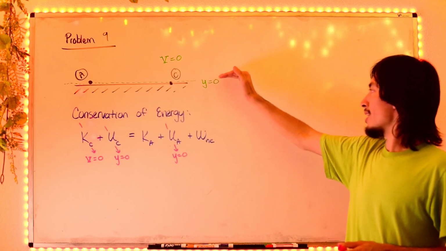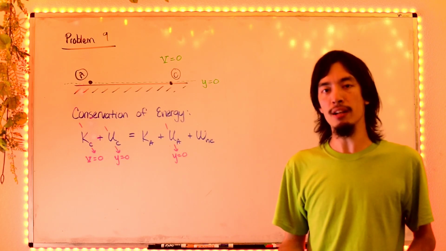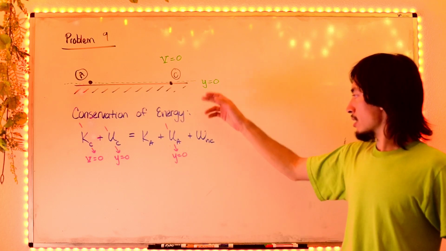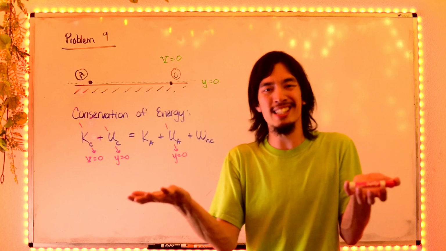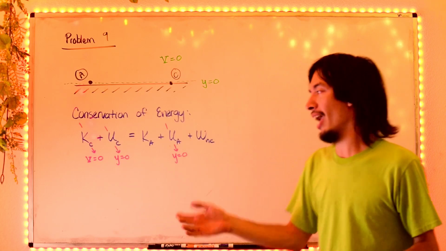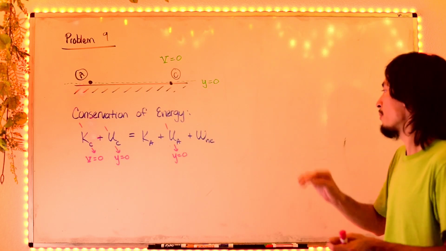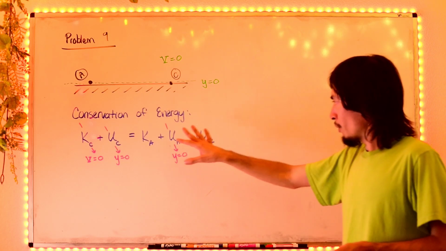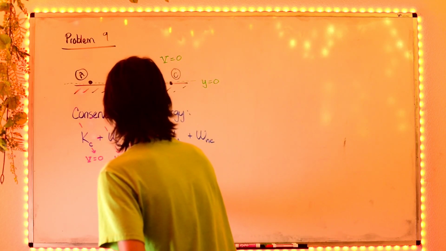Now, even if you set y equal to 0 somewhere else, so that the value is not 0 at that height for some reason, the potential energy final and the potential energy initial are still the same value. So they still cancel out anyway if you subtract it from both sides. They still go away, no matter what.